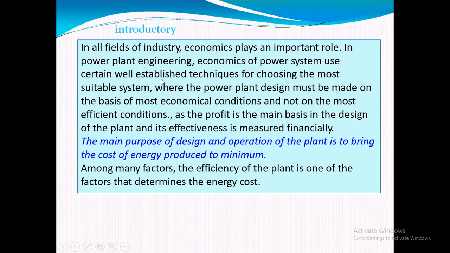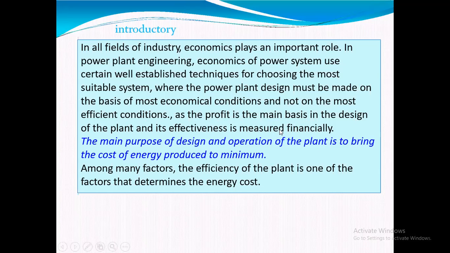Economics plays an important role in power plant engineering. Economics of power systems uses certain well-established techniques for choosing the most suitable system, where the power plant design must be made on the basis of the most economical conditions and not the most efficient conditions, as profit is the main base. You all know that if you want to make a plant, a university, or a coaching center, you need to invest first, and then after its operation, you need to get its profit.